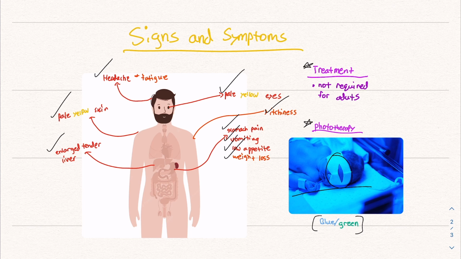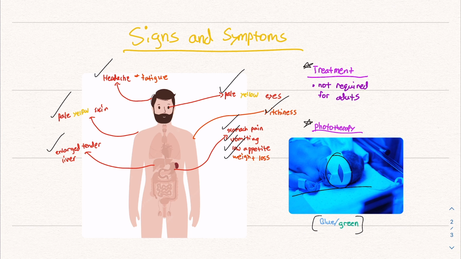We talked about how there's not much treatment for adults, and in babies, a treatment called phototherapy with the blue-green light can change the structure of bilirubin, allowing for it to be processed properly to relieve jaundice symptoms in infants. So that's all I got.